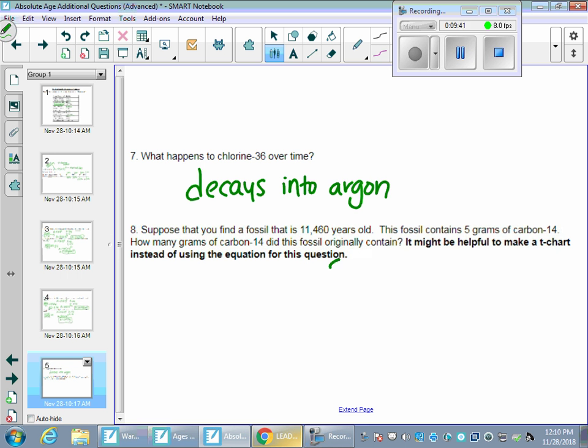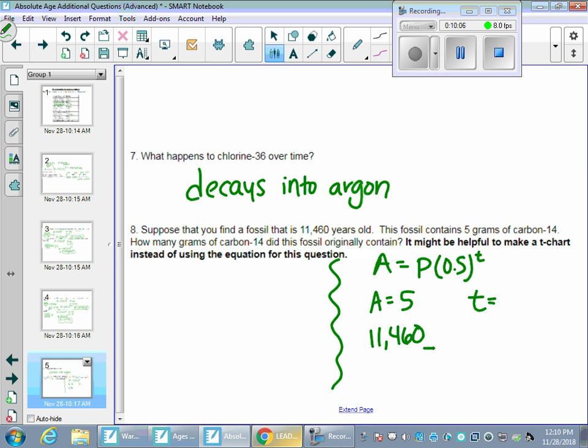So you set up your equation: A is equal to P times 0.5 to the T power. It says it contains 5 grams, so you recognize that A was equal to 5, and you'll have to solve for P. You still figure out T just like before. You take the time given, 11,460, divided by the half-life, which is 5,730. You get 2, so T is 2. You would then plug those in and solve for P. So that is one way to do it.